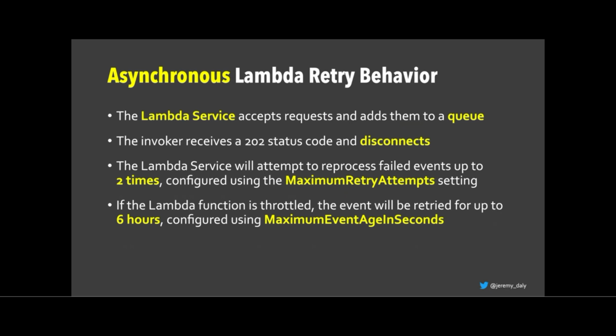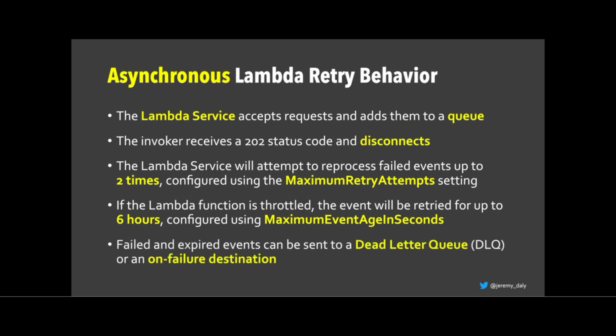The other thing is that there's built-in throttling here. So if for some reason you have a function concurrency set on your Lambda function, and you flood that with a bunch of asynchronous messages, it'll actually queue those for you and retry those for up to 6 hours, and that's something that's configurable as well. So you can use the maximum event age in seconds to configure that.